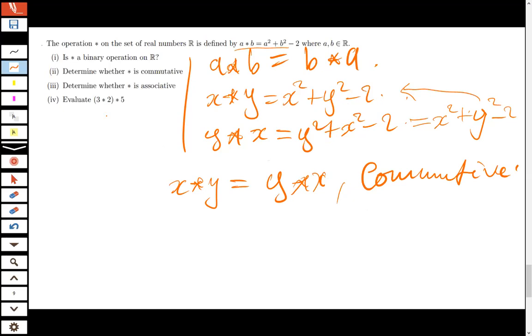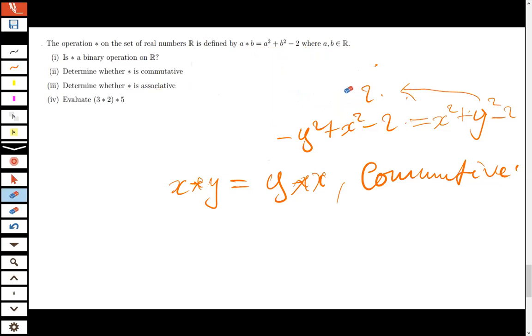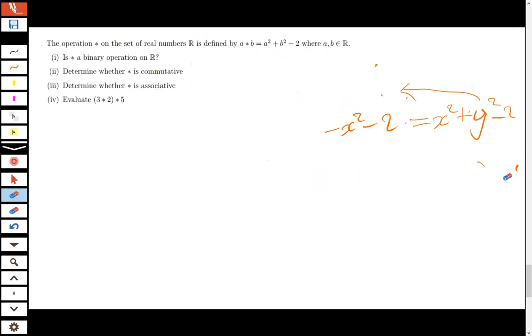Let us move on to associative, which is this one. So for associative, you can also use numbers or letters. So how do you use numbers? For associative, I showed you how to use numbers. You just get any three numbers in the set of real numbers. Then you test them. That's how you use numbers.